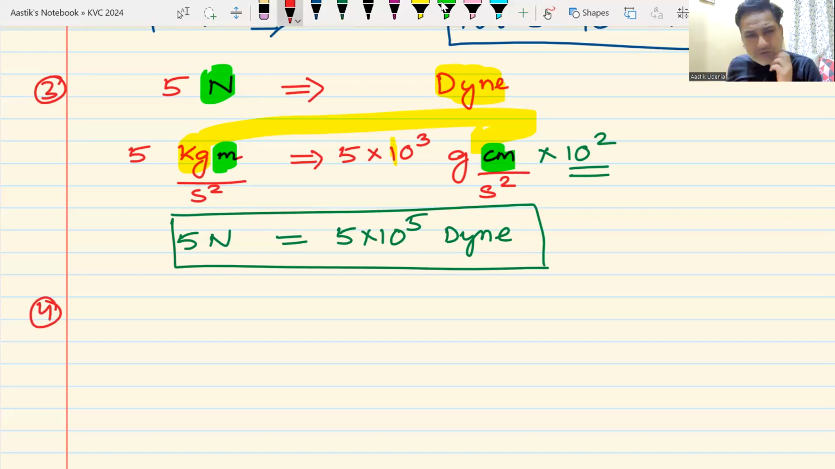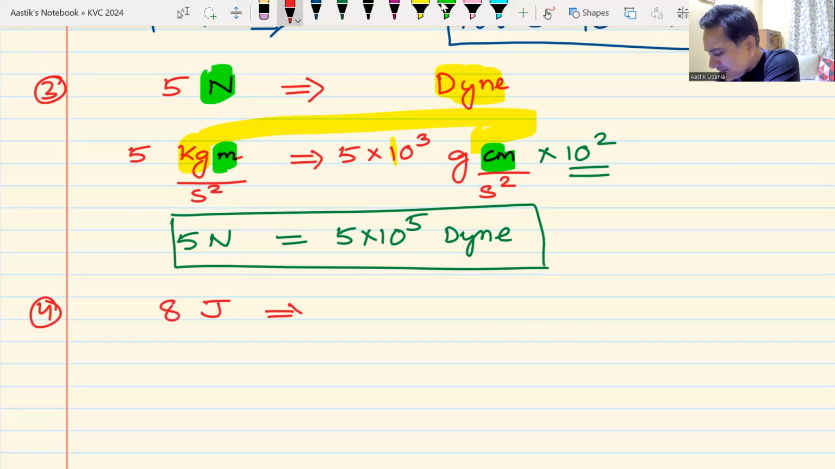Do you know what is the SI unit of work or energy? Joule. SI unit of work or energy? Joule. Joule. So I have 8 joule.